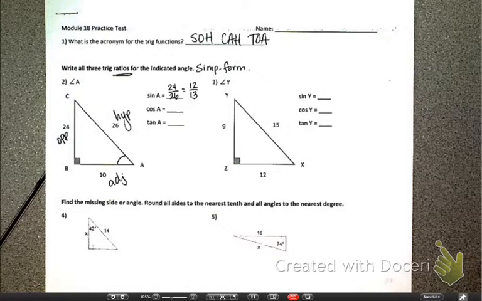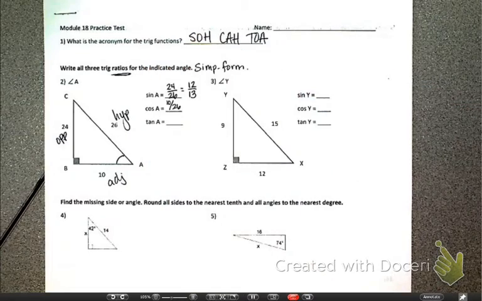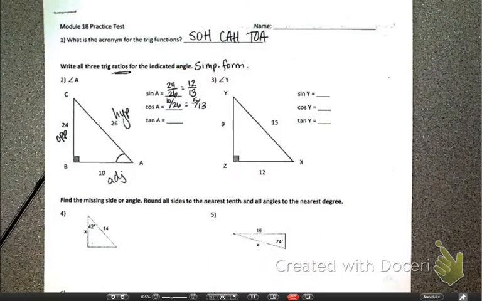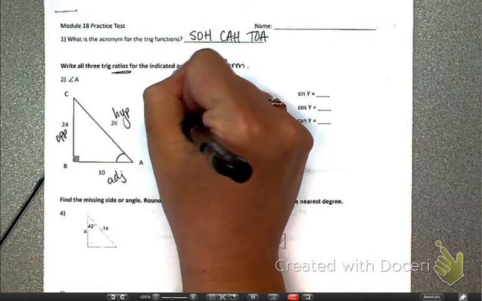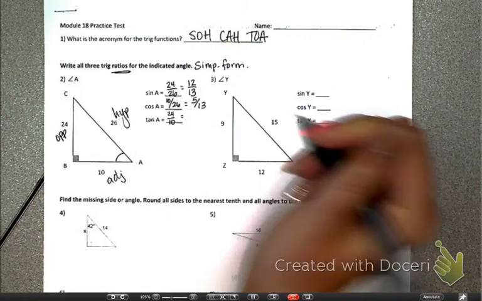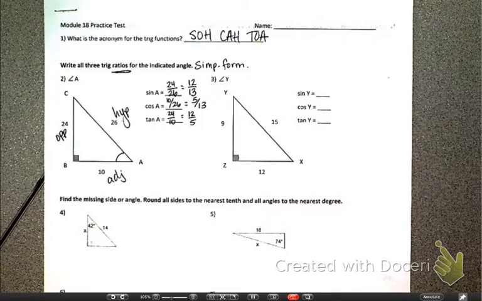Again, you can write in pencil if you'd like. I highly recommend you change your answers in colored pen or marker so you know what to study. Cosine is adjacent over hypotenuse. And that can also be reduced by 2, so you should have 5 over 13. And then tangent is opposite over adjacent. So what, 12 over 5? Okay, those should be your 3 answers there.